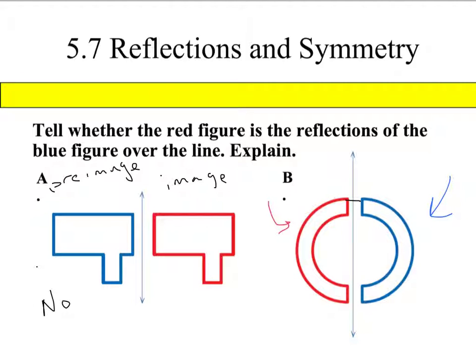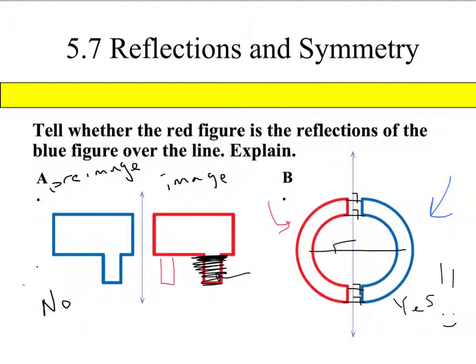Well, if we drew here, that looks like a perpendicular bisector. That looks like a perpendicular bisector. That looks like a perpendicular bisector. That looks like a perpendicular bisector. If you go across, that looks like a perpendicular bisector. We have reflection. So our answer is going to be yes.